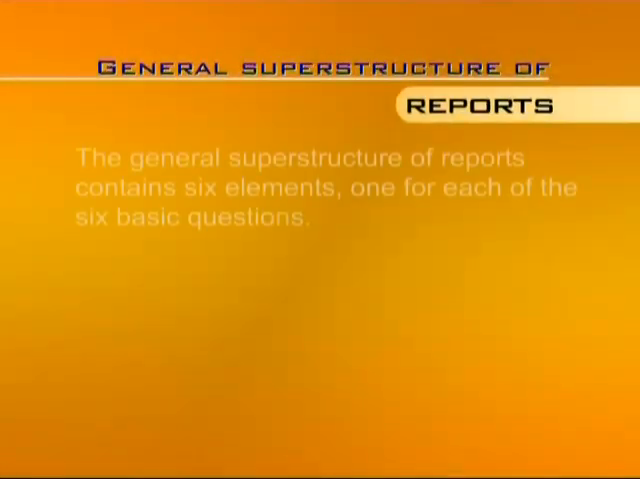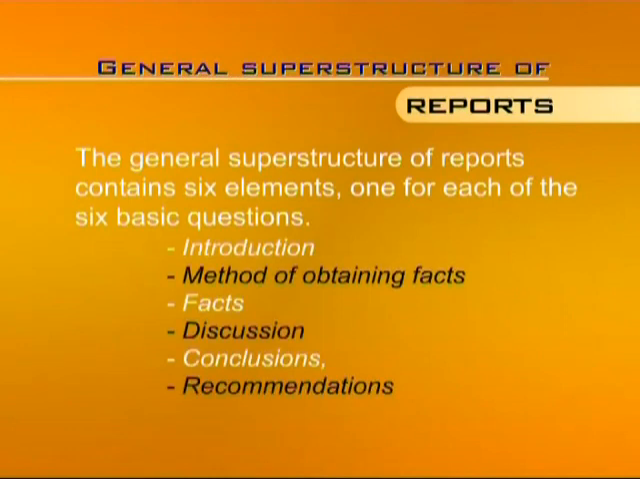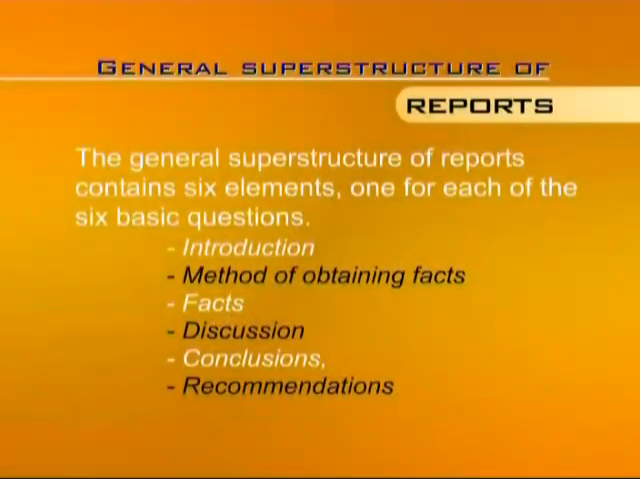Now let's have a look at the general superstructure of reports, ke jo reports hoti hain unka ek structure kya hota hai, aur phir zahir hai us structure ke andar mazid usme us report mein divisions hongi depending on the purpose and the scope, the time involved and the type of readership that is there for that report. But the general superstructure of reports contains six elements, and these six elements correspond to each of the six questions that we just looked at. Every report will have an introduction, a section which talks about the method of obtaining data or the method of obtaining facts. Then there will be a section on facts, a discussion, a conclusion, and a section on recommendations, as we just looked at earlier on in this lecture.